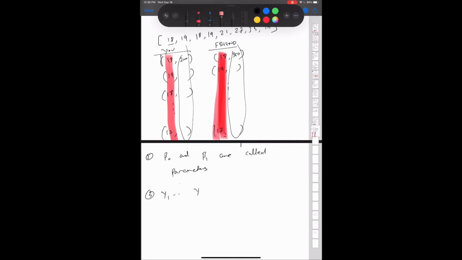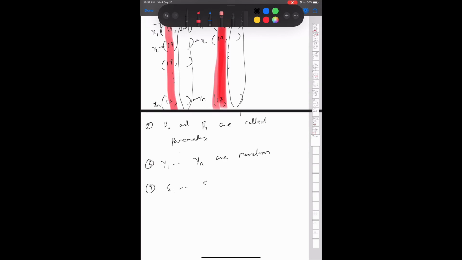Y1 through yn are random, right? Because this is x1, this is x2, this is xn, and those are fixed. There will be y1 here, this is y2 here, and this is yn. These are random because if a different person collected the data, that's where randomness will come from.